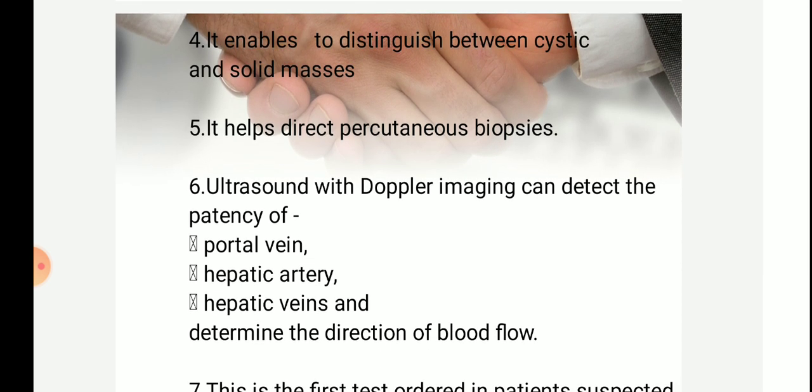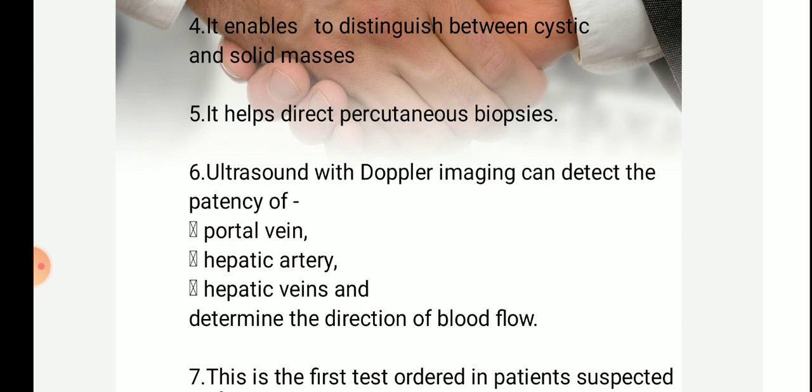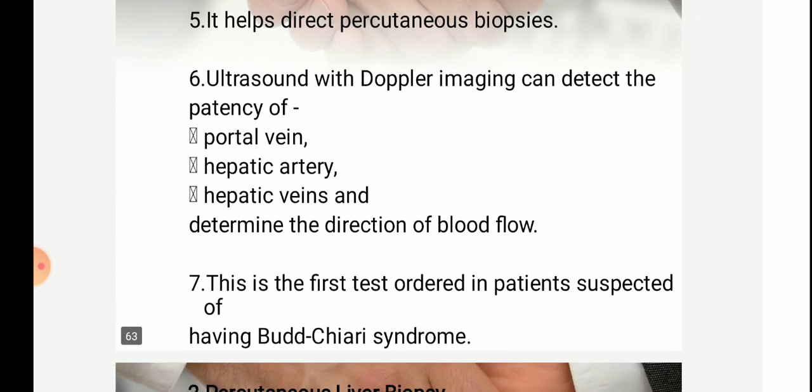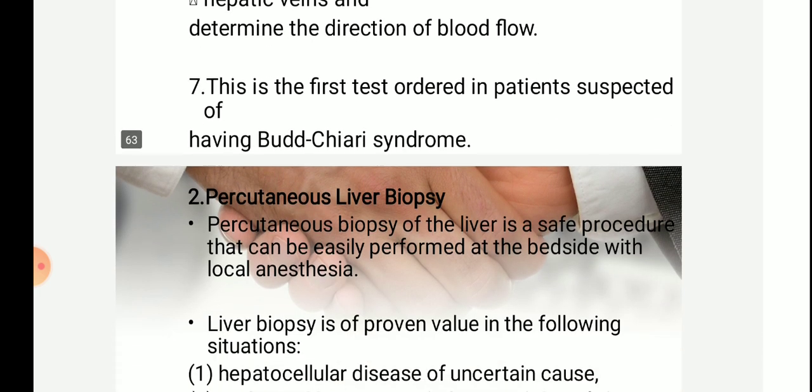So a few points on ultrasonography in the answer of LFT is also important here. So it helps direct percutaneous biopsies. So that is USG guided biopsy, or the USG guided cytology aspiration can be done. Ultrasound with Doppler imaging can detect the patency. So basically the patency of the portal vein, hepatic artery, hepatic veins also can be determined here. So this is the first test in case of Budd-Chiari syndrome.